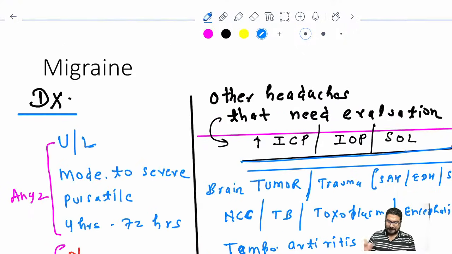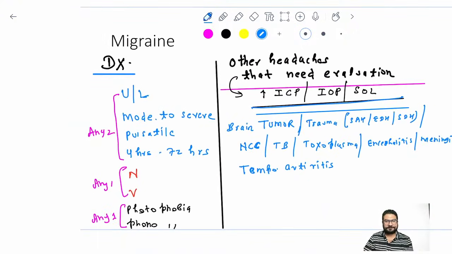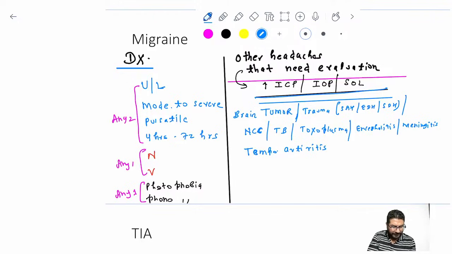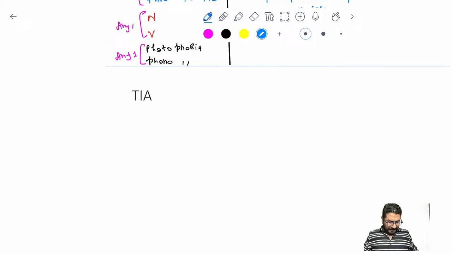So these are the headaches which need further evaluation. Remember, these are those headaches which need further evaluation. इसको आपको दोबारा evaluate करना पड़ता है. Okay, now moving to TIA.